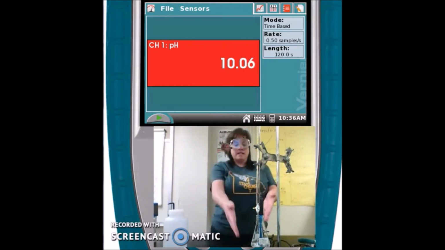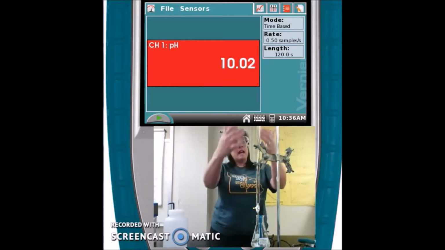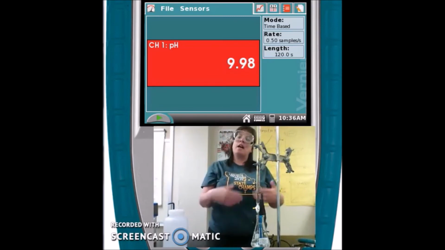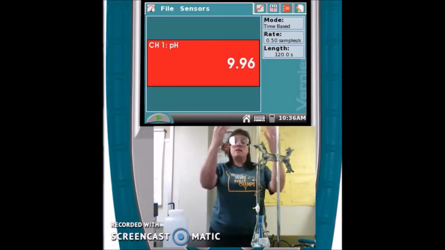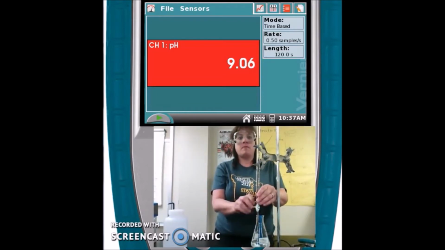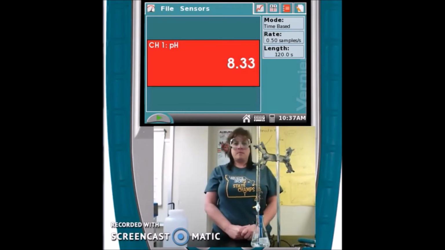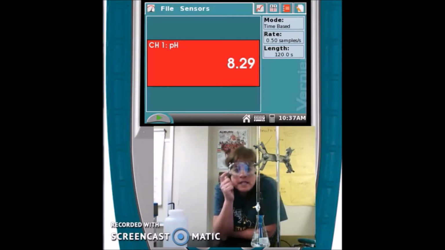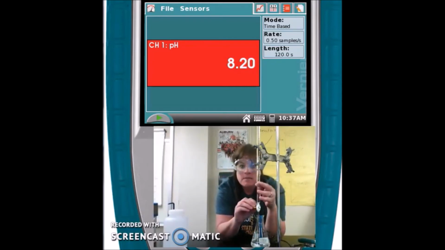Since I have a basic solution here, as I add acid and begin to neutralize some of those hydroxide ions, the pH falls. Notice that I'm wearing my goggles when I titrate. Anytime you work with acids and bases, make sure you wear your goggles. You do not want to get any acid or basic solution in your eyes.